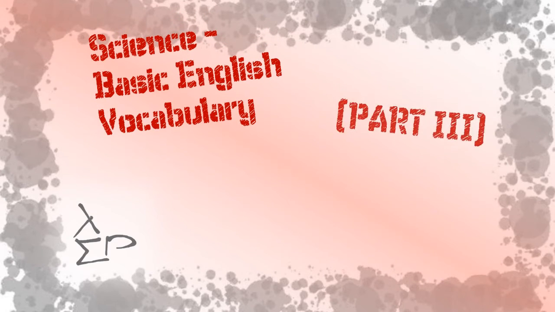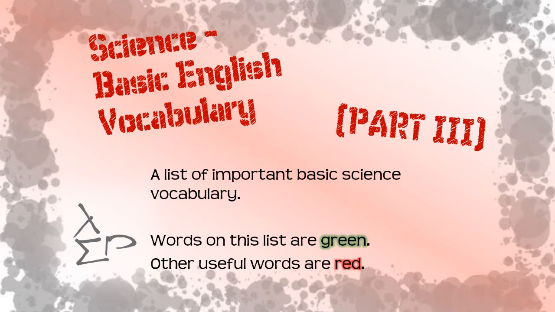Hello everyone, welcome back to MYEP English Science Vocab, a list of about 50 key words for learning science in English. This is part 3, and just to remind you, words on the list are highlighted in green and other useful words are highlighted in red. This is an alphabetical list, and for part 3 we start on the letter M.